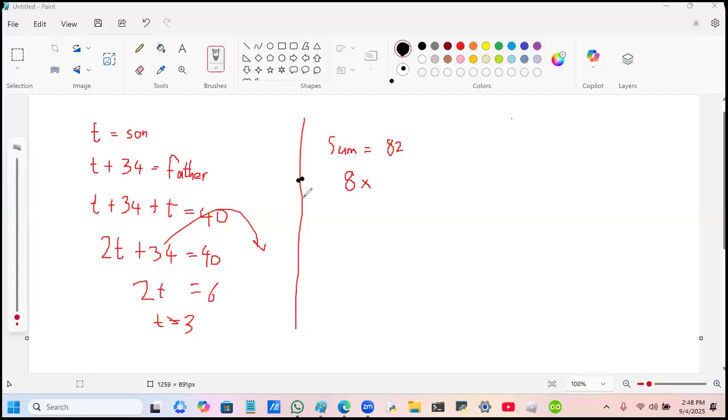8 times 6 is what? Now add 48 to 82 because that is 6 years for each of them. So the new sum of their ages is.